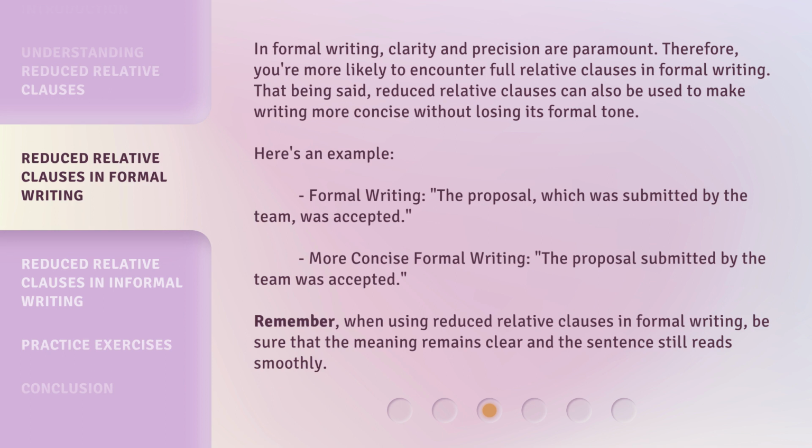Here's an example. Formal writing: The proposal, which was submitted by the team, was accepted. More concise formal writing: The proposal submitted by the team was accepted. Remember, when using reduced relative clauses in formal writing, be sure that the meaning remains clear and the sentence still reads smoothly.